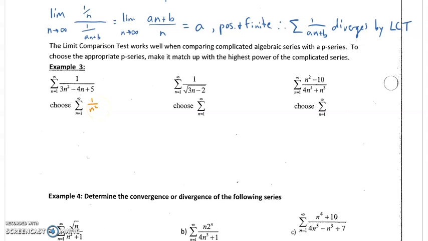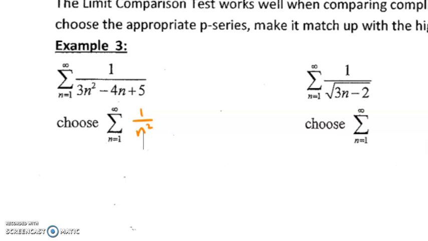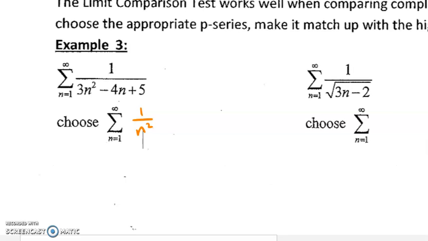You could use 3n squared. There's no real point. Either way, it's going to work out the same. The trick is to make sure that you pick something that matches the degree of the original. So we're going to compare our original to this, which, well, this is a p series, right? So p series where p equals, I'm waiting for you guys to tell me.